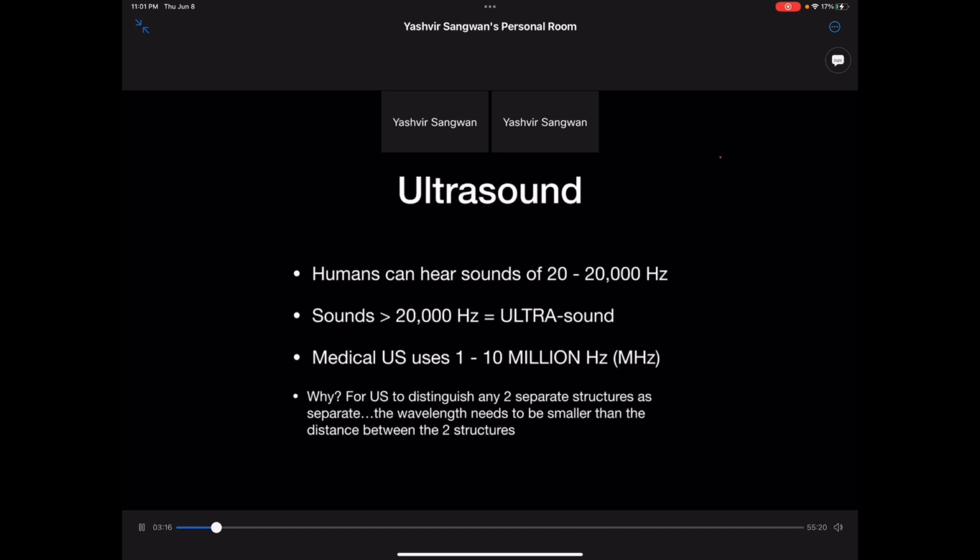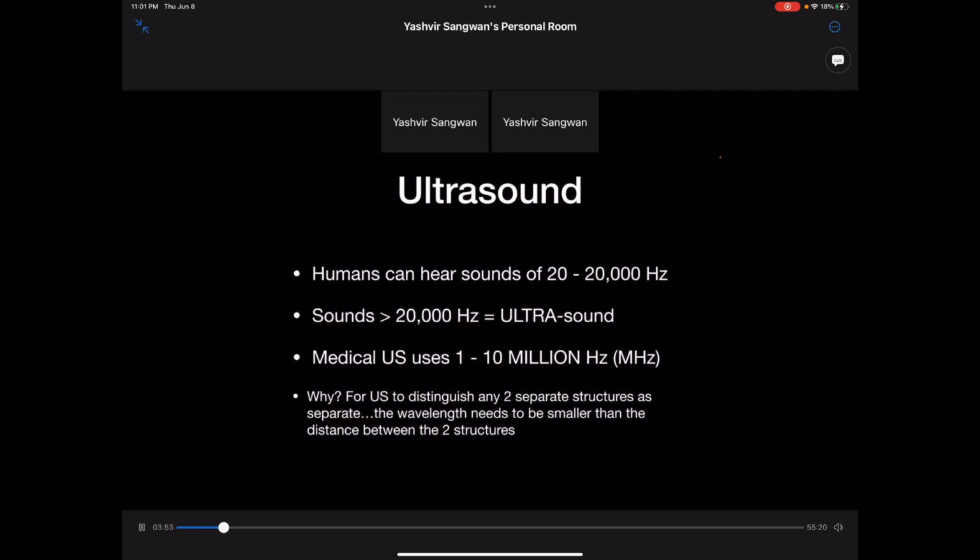So what is ultrasound? Basically, human beings can hear sounds of a frequency anywhere from 20 to 20,000 cycles per second, also called hertz. Ultrasound is sound greater than 20,000 hertz. In medical ultrasound, we use sounds of the frequency of 1 to 10 million cycles per second.